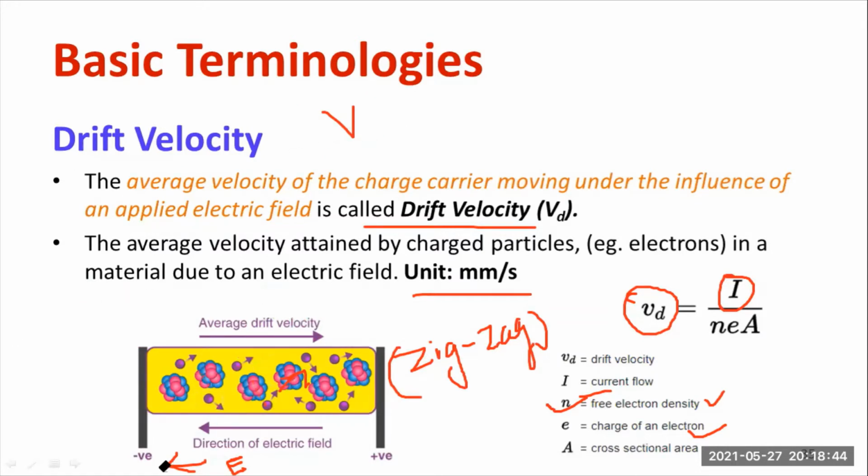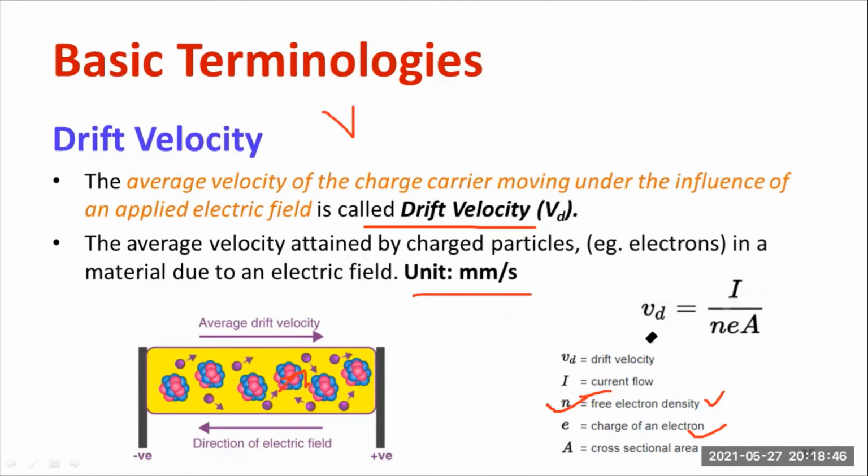This definition belongs to drift velocity. Very important terminology. Drift velocity Vd is directly proportional to current. As the current increases, what is going to happen? Drift velocity also increases. As the area increases, drift velocity reduces because both are inversely proportional.